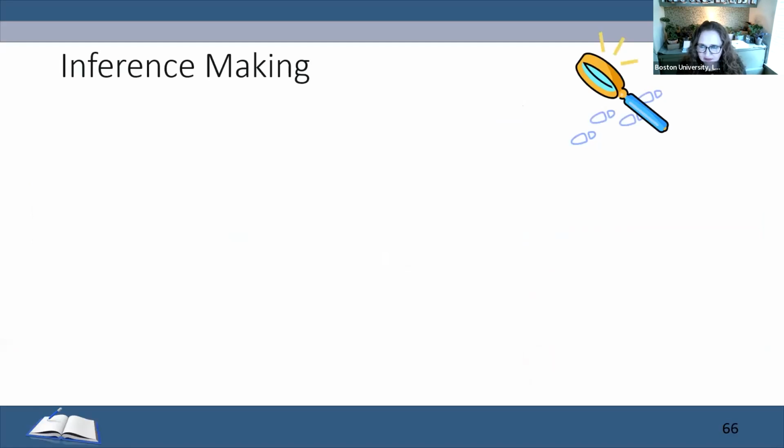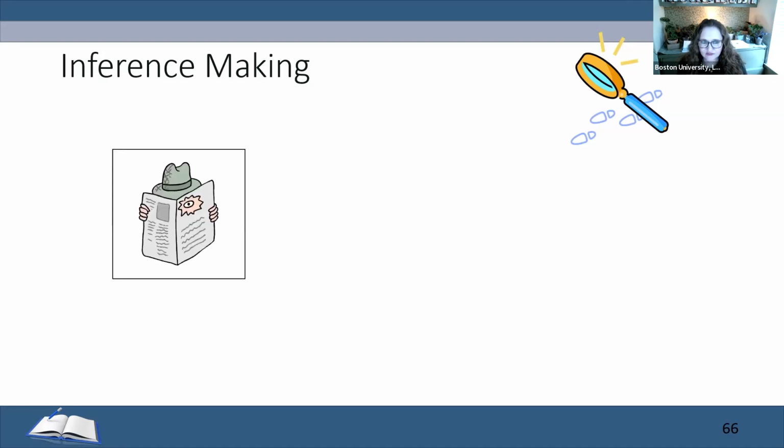Inference making is very hard for some students. In main idea and detail, we're keeping them at a literal level of understanding, right? And then in summarizing, we're pulling that information together and conveying the meaning of what was read. To really push your understanding in a deeper way, it involves making an inference. And I wanted you to see the simple formula of what inference making is about.